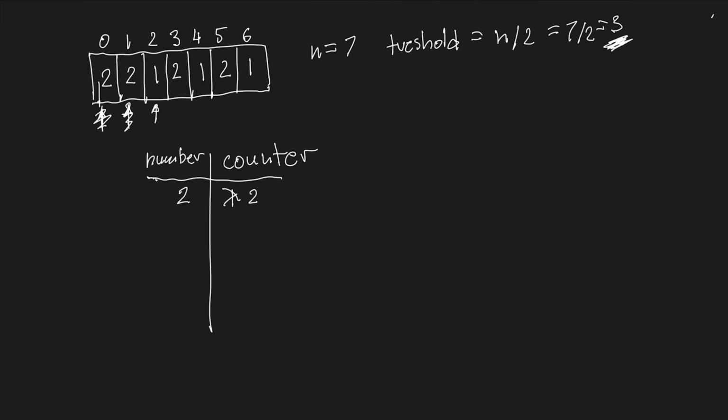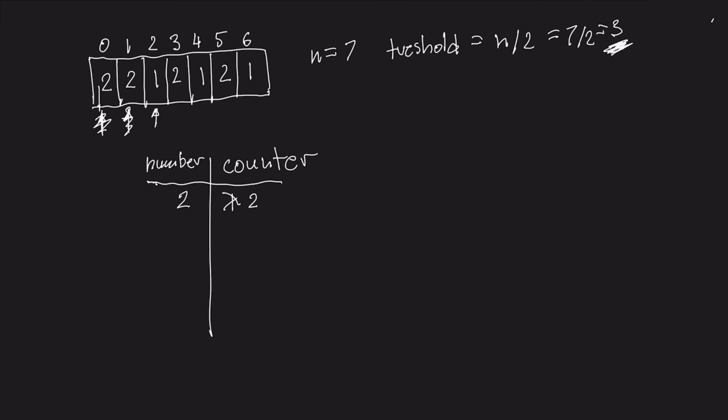It's 1, it's not in our hash map yet, so we are going to add this one with the counter 1. We will find another 2 here, and we will increment the counter for the 2, which is now 3, which is exactly our threshold. And we will move to the right. It's 1, so we are going to increment the counter of 1s from 1 to 2.